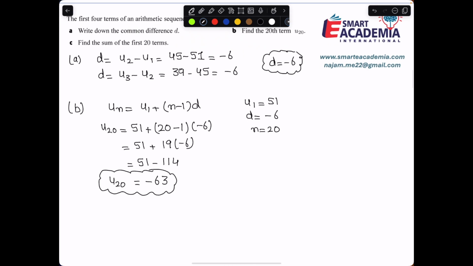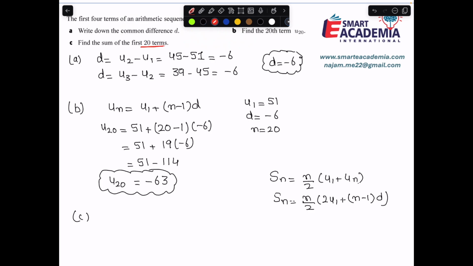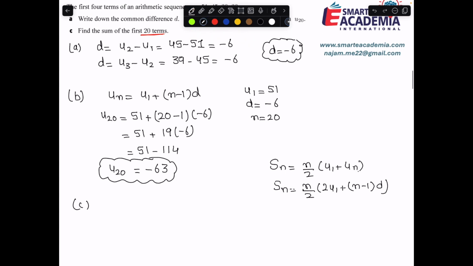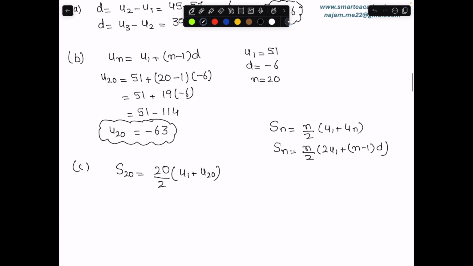The C part says, find the sum of the first 20 terms. Now, in this case, if you remember, we had 2 formulas, as I said: n over 2, u1 plus un, and the second formula was n over 2, 2u1 plus n minus 1 into d. Now, you have to find the sum of 20 terms, and you have the 20th term, which means the first formula has more utility in this case. So simply my s of 20 will be equal to 20 over 2, which is the value of n, times u1 plus u of 20. And if you notice, you have both u1 and u20.